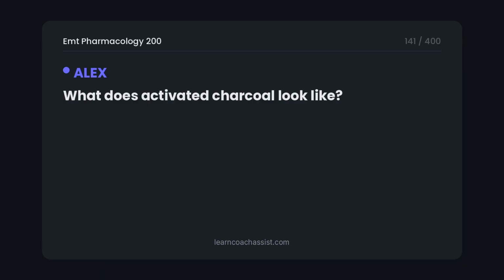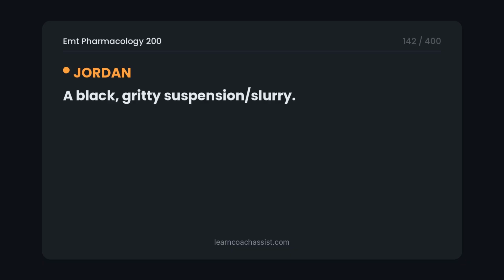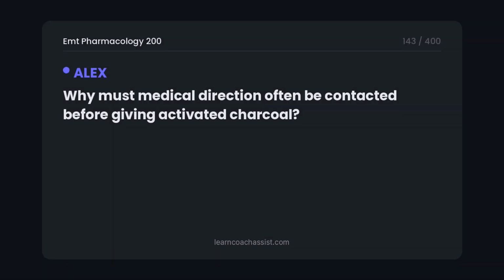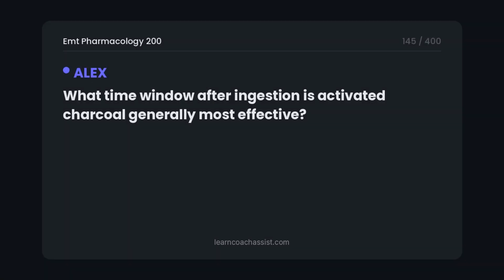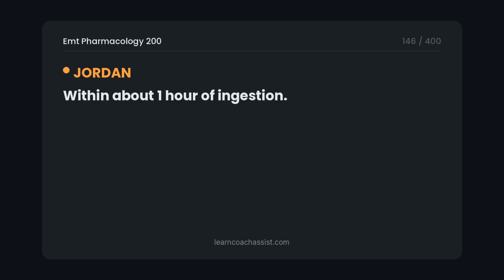What does activated charcoal look like? A black, gritty suspension/slurry. Why must medical direction often be contacted before giving activated charcoal? Because appropriateness depends on the specific poison ingested and timing. What time window after ingestion is activated charcoal generally most effective? Within about 1 hour of ingestion.